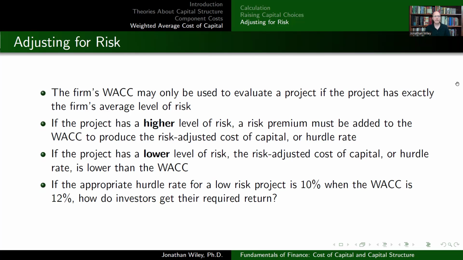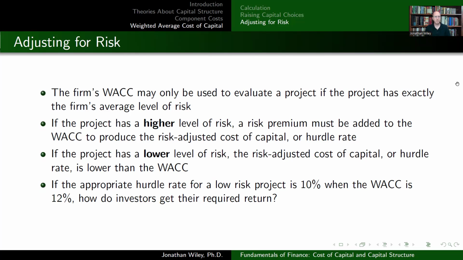Now, that might lead to an interesting question, which would be, well, wait a minute. If the appropriate hurdle rate for a low-risk project is 10%, when the weighted average cost of capital is, say, 12%, how do investors get their required return? Like, how does that work? If the weighted average cost of capital is 12, we've got to earn 12 to get everybody happy. But then this is a low-risk project, and it only gets 10. But I thought we needed to get 12. What's happening? Well, to see what's driving this, we need to look at the bigger picture.